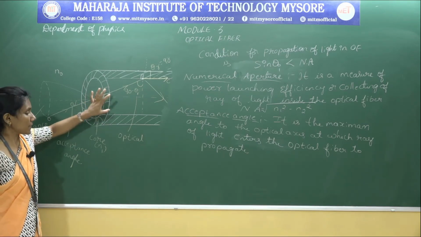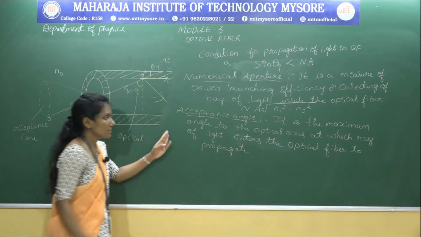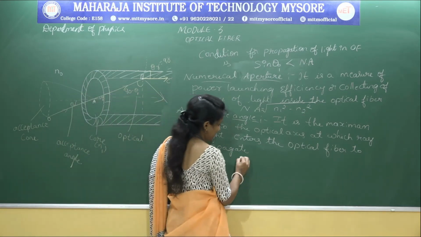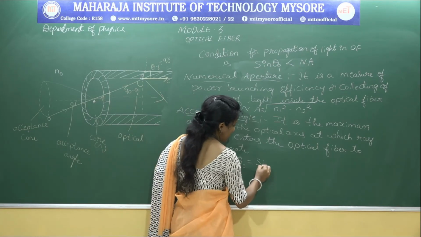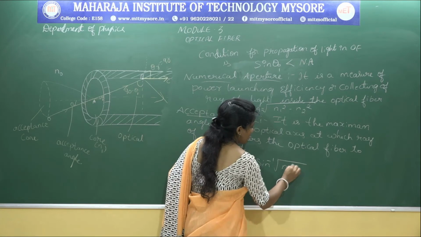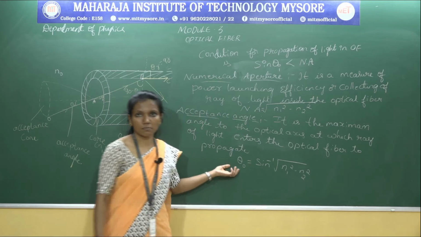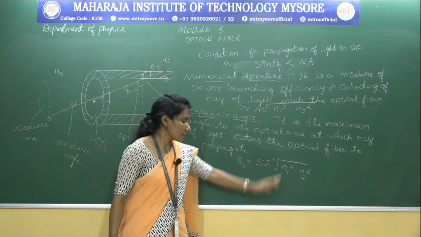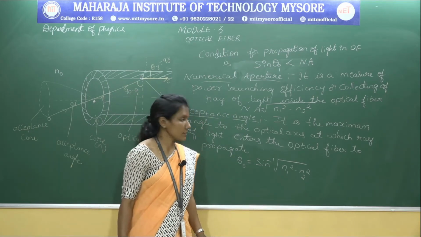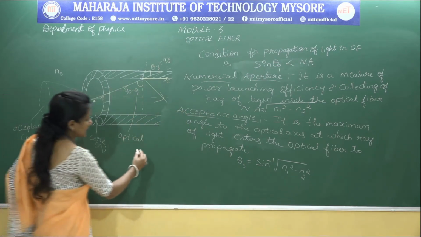to propagate. So, that is nothing but acceptance angle. So, that is how we represent theta naught is equal to sin inverse of root of n1 square minus n2 square. So, to find the acceptance angle, that is equal to sin inverse of root of n1 square minus n2 square. Then critical angle. What is the critical angle?